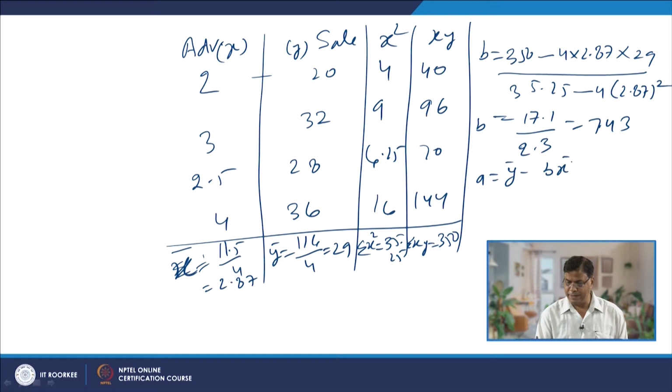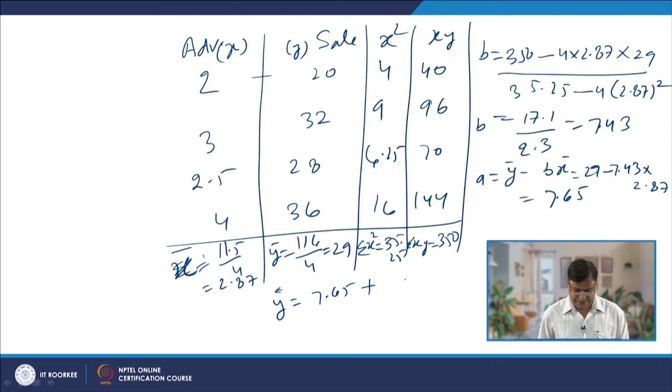So, to calculate A, what we need is y bar minus B into x bar. So, y bar here is equal to 29. So, 29 minus B into x bar. B is 7.43 and x bar is equal to 2.87. On solving this, we get the value of A equal to 7.65.